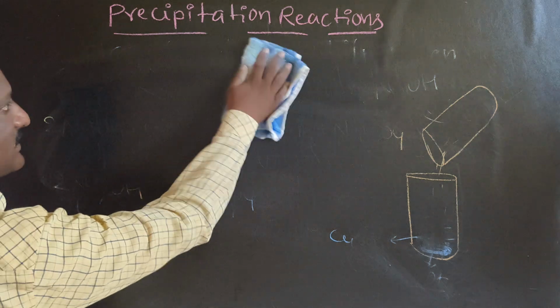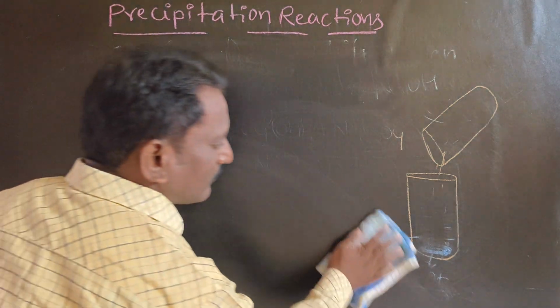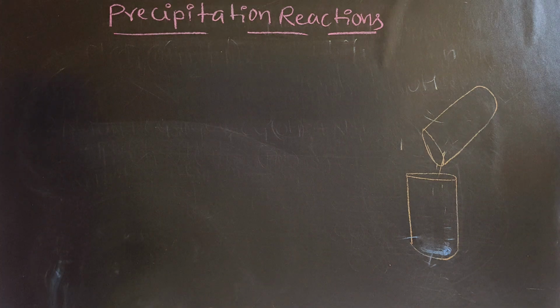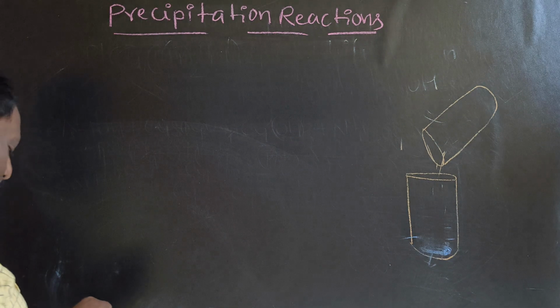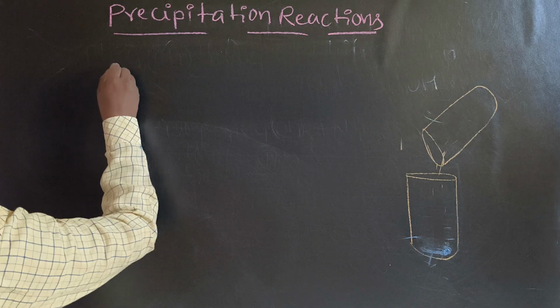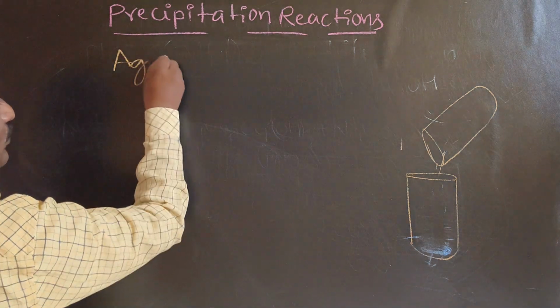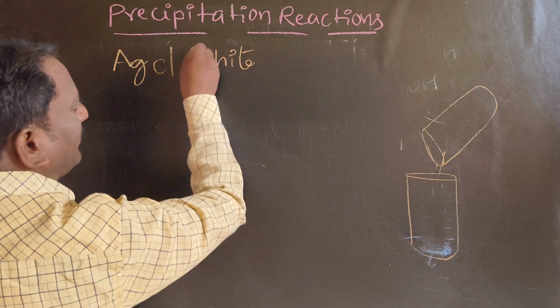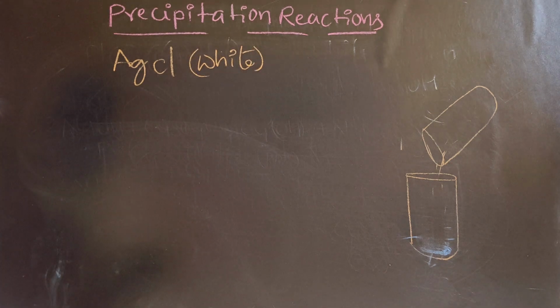White color precipitates. One very important example is silver chloride. Silver chloride is a white precipitate, a white color substance.